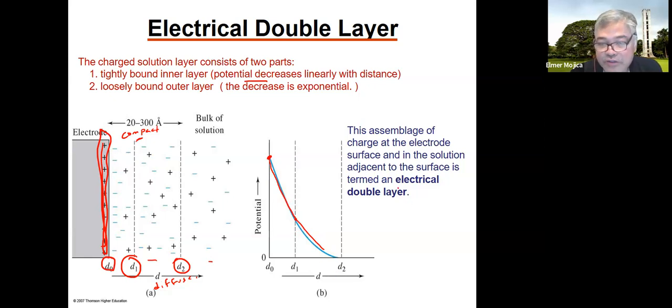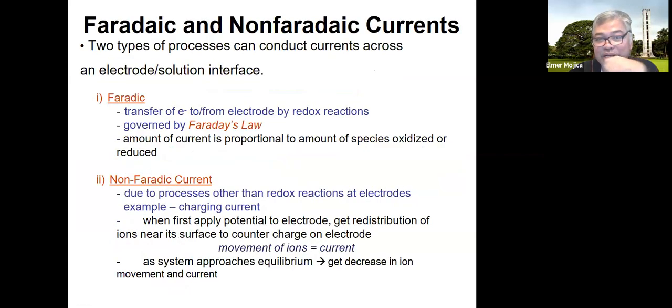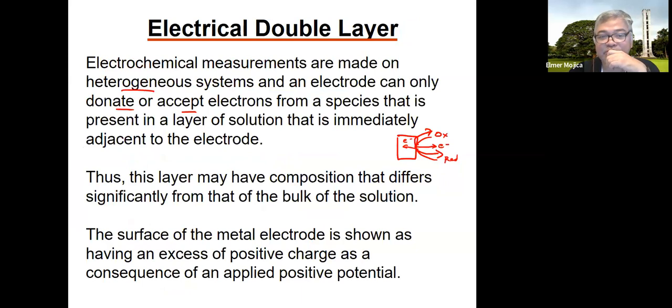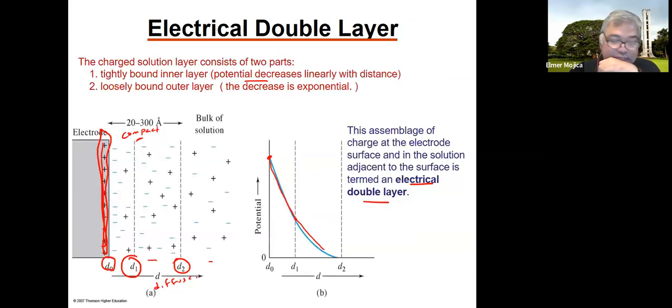So this is what we call the electrical double layer: an entire array of charged species, particles, and oriented dipoles like the water molecules at the electrode surface interface. So that's the electrical double layer. Okay, so I think I'll end here, and the next thing that we're going to do is the Faradaic and the non-Faradaic current.